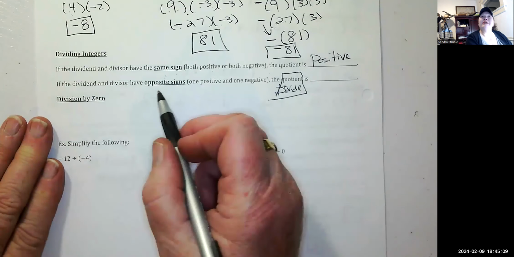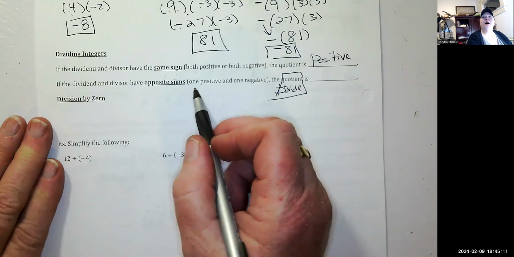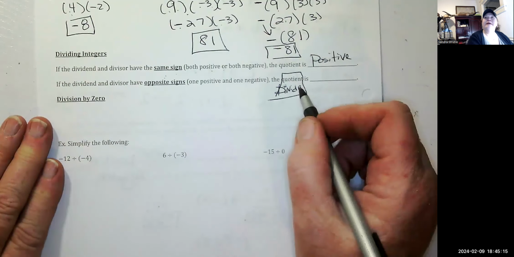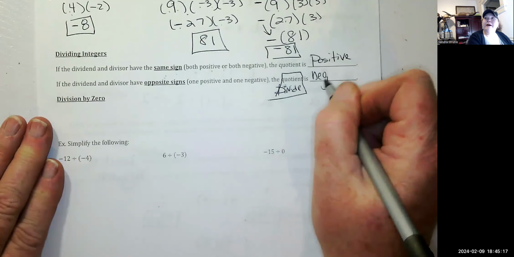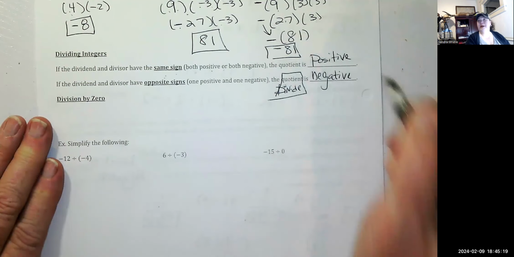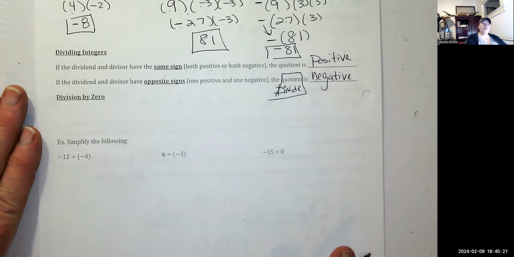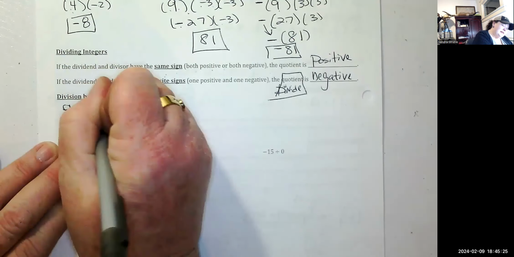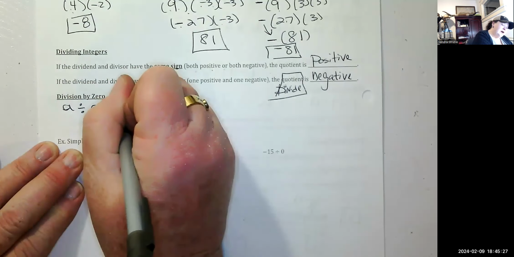If the dividend and divisor have opposite signs, so one is positive and one is negative, then the quotient, the dividing, is negative, just like in multiplication. All right, division by 0. So A divided by 0 is undefined.